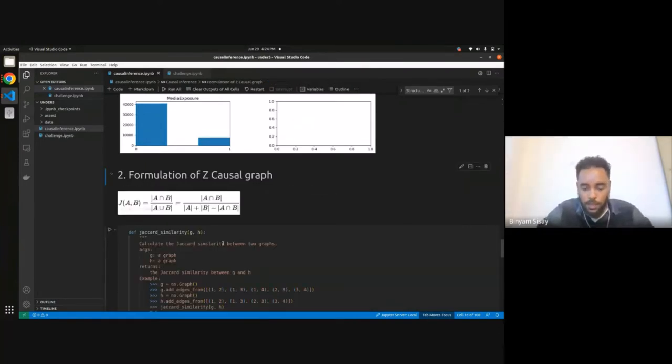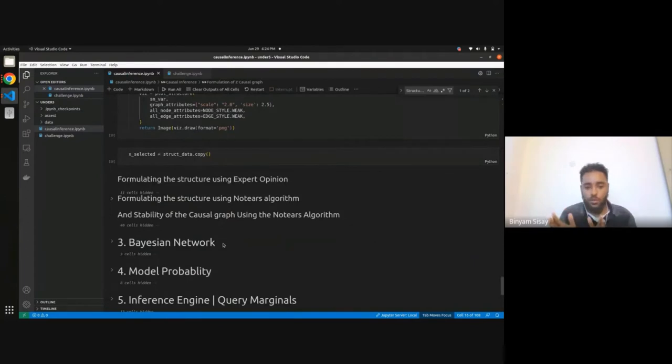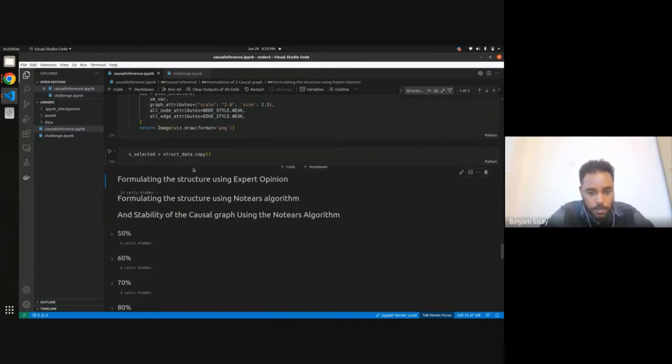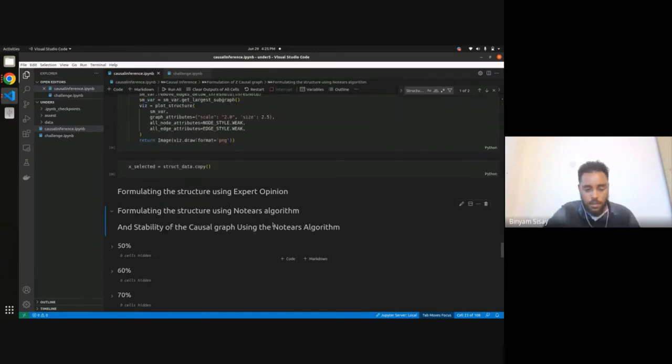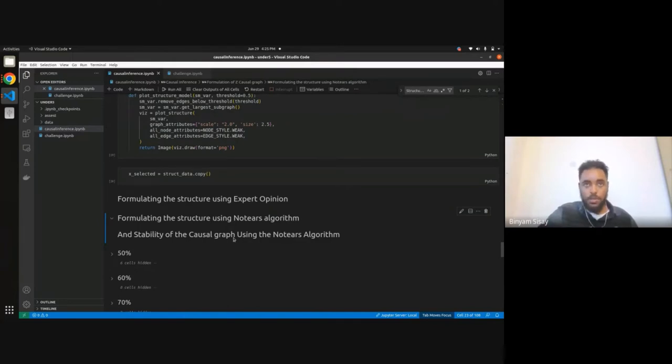Now, after having all this, we'll be formulating the causal graph. To formulate the structure that I've shown you earlier, we can have two kinds of ways. We can build up the structure via expert opinion. For this demonstration I haven't used expert opinion, since the paper is pending. I'll be showing you only the NOTEARS algorithm. The NOTEARS algorithm is also embedded in the CausalNex library that I showed you earlier.